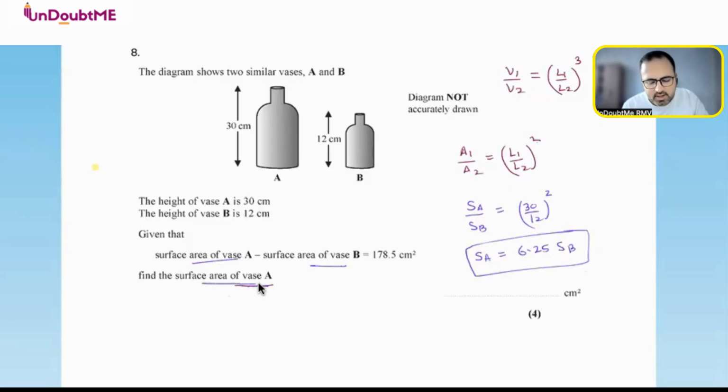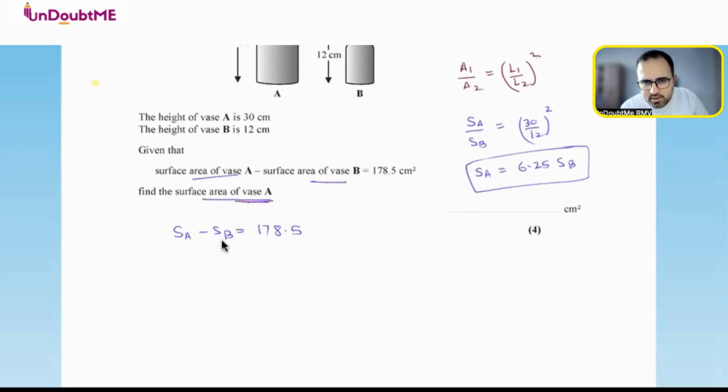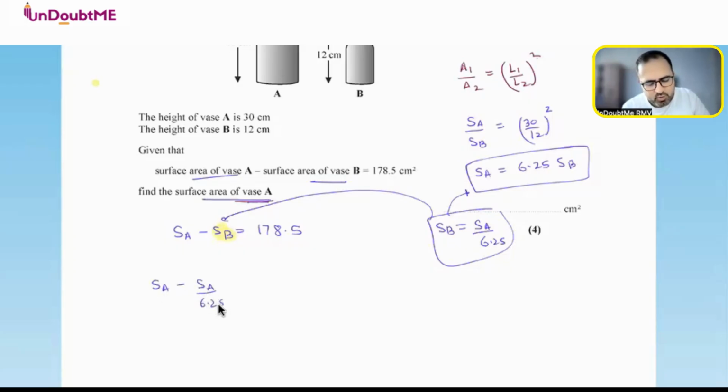They are asking for the surface area of vase A. So what I'll do, I'll write SA minus SB is equal to 178.5 and I will put the value of SB. Okay, SB from this box is SA over 6.25. That can be substituted here. And once you substitute the value, you will see that SA minus SA over 6.25 is equal to 178.5. And then SA common, 1 minus 1 over 6.25 is equal to 178.5. Rest is calculation.